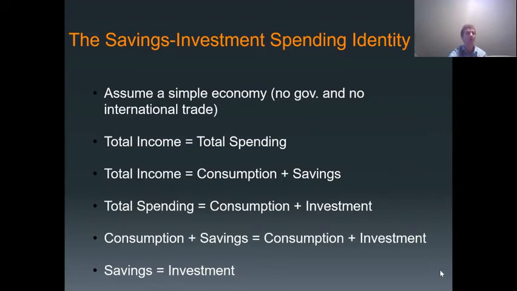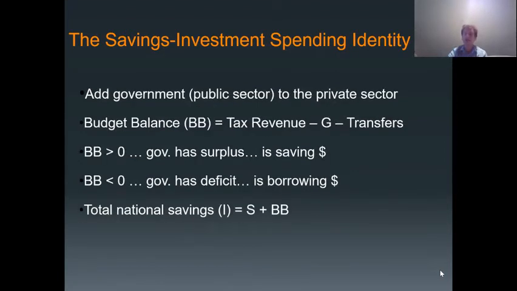Now, of course, this becomes a little more complicated as we add in government. You add in government, the public sector, to this private sector, and government can spend or save money as well. Our budget balance, or BB, is equal to tax revenue minus government spending minus transfers. In other words, the money the government is getting in through tax revenue minus what it's spending, which is government spending and transfer payments. If budget balance is greater than zero, the government is running a surplus, which means it's saving money. If the budget balance is less than zero, the government is running a deficit. It is borrowing money because it's spending more than it's taking in.